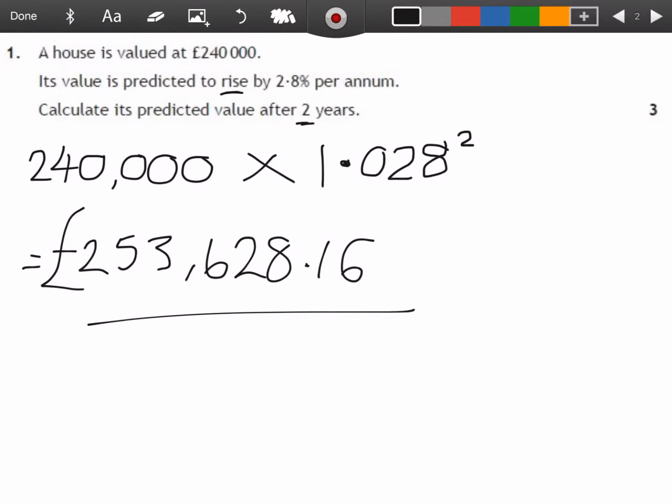Okay, please be careful. Sometimes it might say to the nearest whole pound. Remember, 2 numbers after the point. If that came out as 0.165, I would need to round it to make sure we only have 2 digits after the point for money. Okay, that's fine.